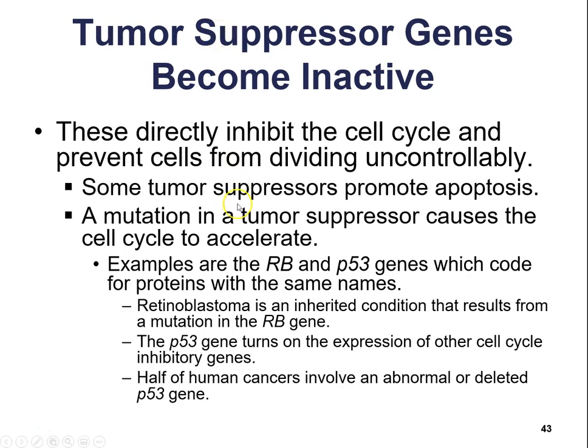Sorry, this is just throwing me off here. So maybe this will throw you off too. It says here, examples are the retinoblastoma, RB gene, and P53 gene, which code for proteins with the same names, meaning retinoblastoma codes for the retinoblastoma protein, and this codes for the P53 protein, not that they code for the same protein. Sorry, that's what was throwing me off because I was like, that doesn't make sense. These again are just examples of tumor suppressor genes.